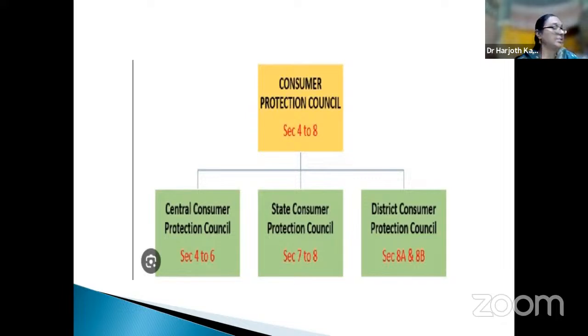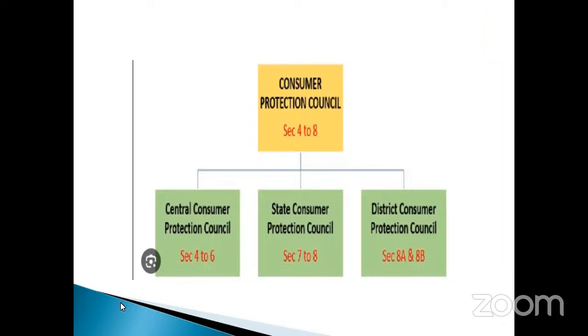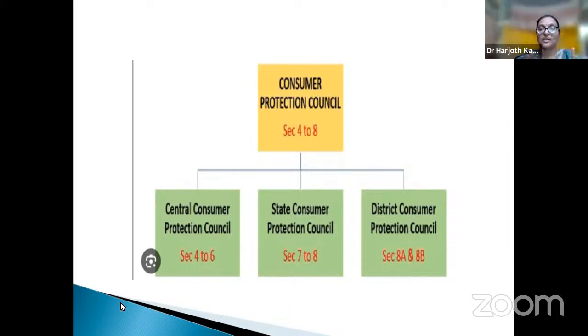Next is the State Consumer Protection Councils. The state government, again by notification, establishes it. And here the state council consists of members. Here the minister in charge of consumer affairs in the state government is the chairman. So at the central level it is the Minister of Consumer Affairs, and here it is the state government's minister in charge of consumer affairs. Again there are the same non-official or official members who have an interest in protecting the consumers.